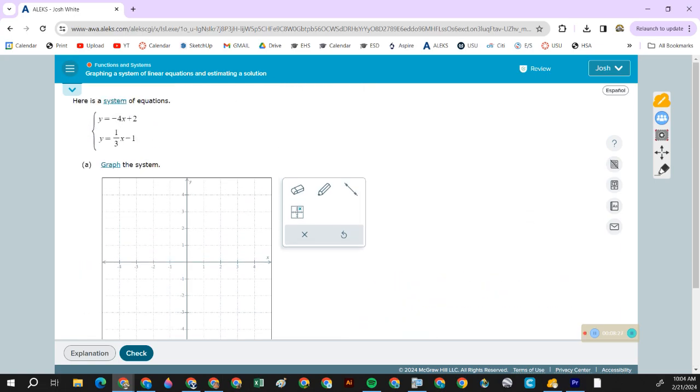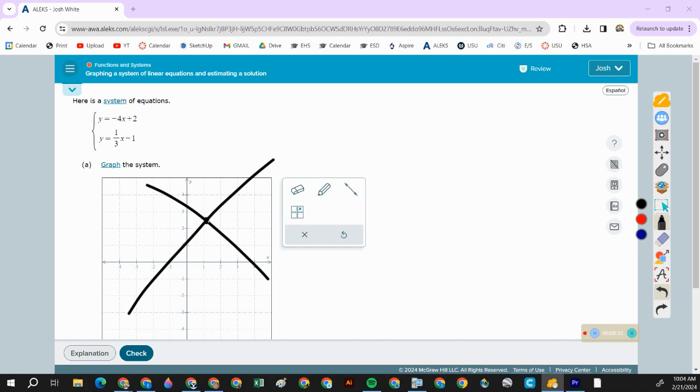Okay, so same thing here. You're going to graph two lines. The only problem is they're not going to touch in a nice place, so you're just going to have to guess. 1.2, comma 2.5. And Alex will give you a little bit of leeway. As long as you're close, or close enough, I guess, it should count.